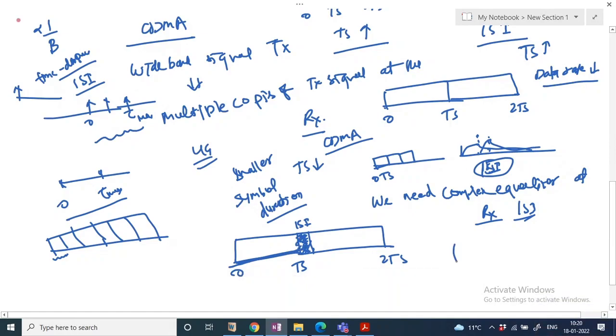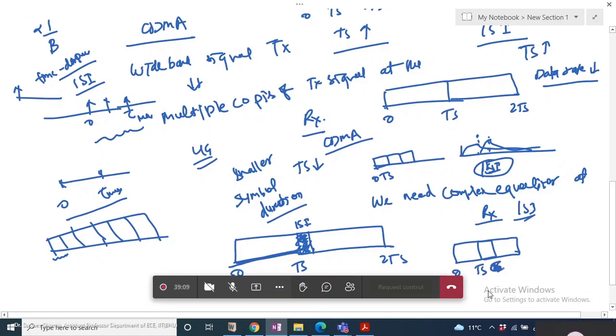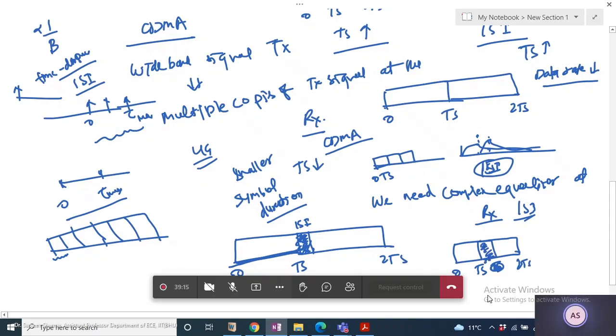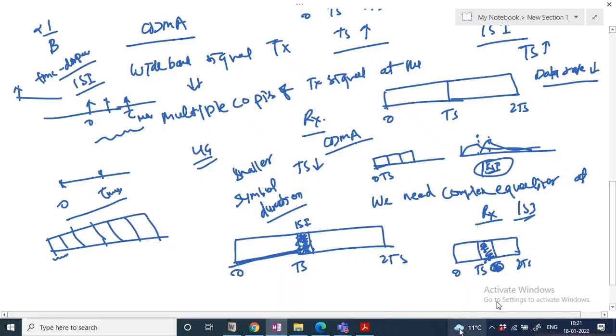But if your case is this one, 0 to Ts, and then 2Ts, this portion is ISI. So the overlapping portion is significant compared to the symbol duration.